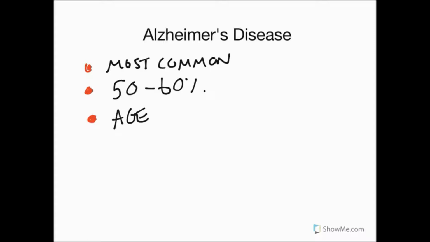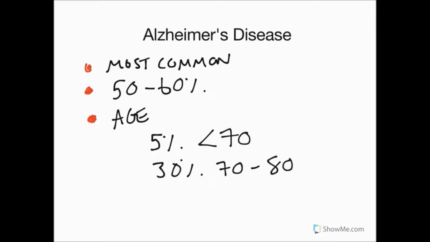I won't go into all the other risks, but if we're trying to apply some percentages to it, we could say that 5% of all people with Alzheimer's are below the age of 70, compared to 30% of everyone with Alzheimer's disease between the age of 70 to 80, and 65% of all people with the disease over the age of 80. So it's certainly a correlation there with age.